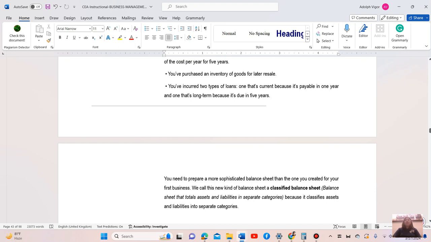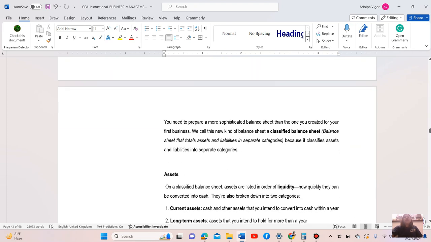One that's current because it's payable in 1 year, and one that's long term because it's due in 5 years. So you take a loan from the co-op, USTP co-op, or a bank. You need to prepare a more sophisticated balance sheet than the one you created for your first business. We call this kind of balance sheet a classified balance sheet.